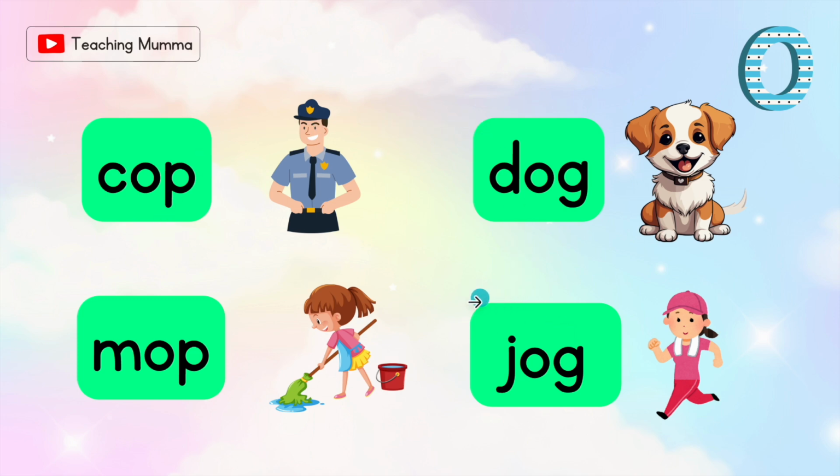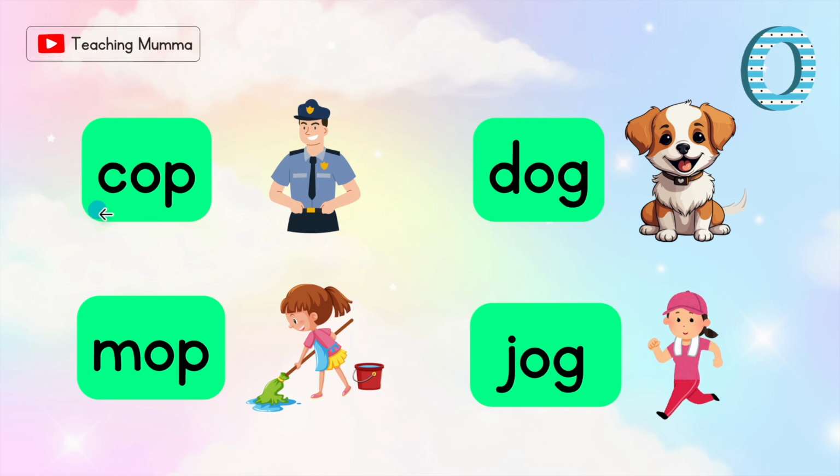These are the words with vowel O in the center. Consonant, vowel, consonant. Let's repeat this again. Cop, mop, dog, jog. Again. Cop, mop, dog, jog. Your turn to read.